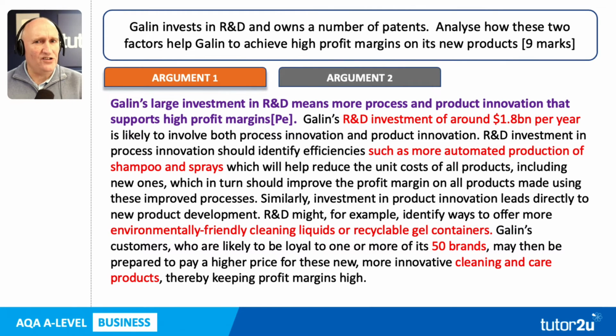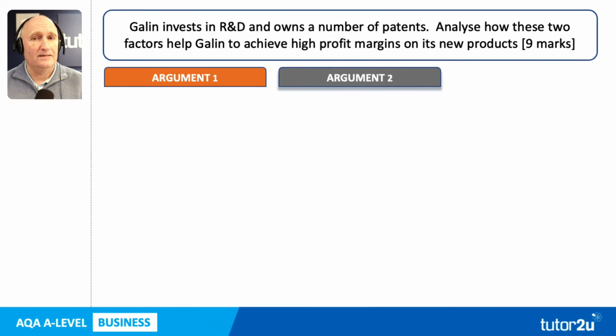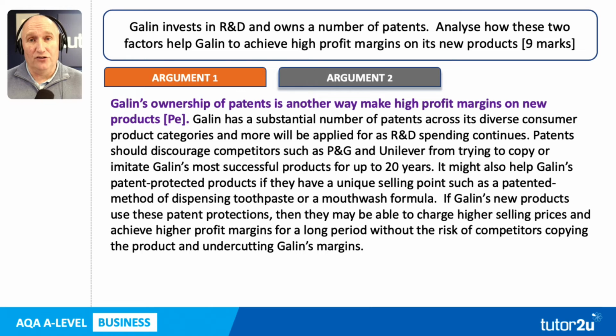But the range the examiner was asking for was 2, wasn't it? Analyze how the 2 factors might help it achieve high profit margins. So I need another argument here. And by the way, you could do it in one massive argument, but why not split them up? Why not make it easy for the examiner to see that you're now dealing with patents? So Galen's ownership of patents is another way to make high profit margins on new products. How and why? Well, Galen has a substantial number of patents across its diverse consumer product categories, and more will be applied for as R&D spending continues.